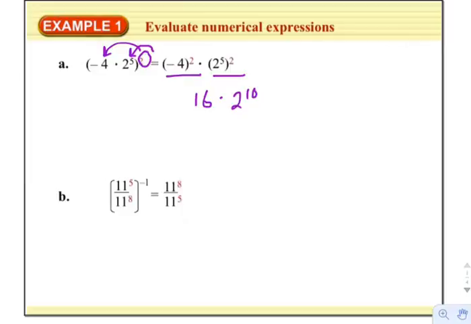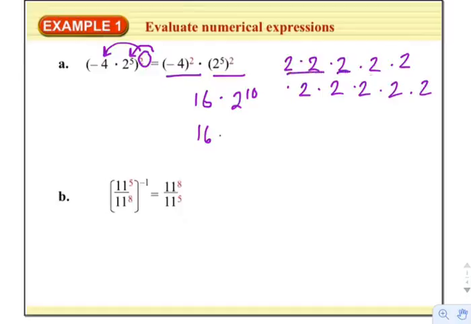So 2 to the 10th is going to be 2 times 2 times 2 times 2 times 2 times 2 times 2 times 2 times 2 times 2. Right? So we've got 16 times 2 times 2 is 4, times 2 is 8, times 2 is 16, times 2 is 32, times 2 is 64, times 2 is 128, times 2 is 256, times 2 is 512, times 2 is 1024.